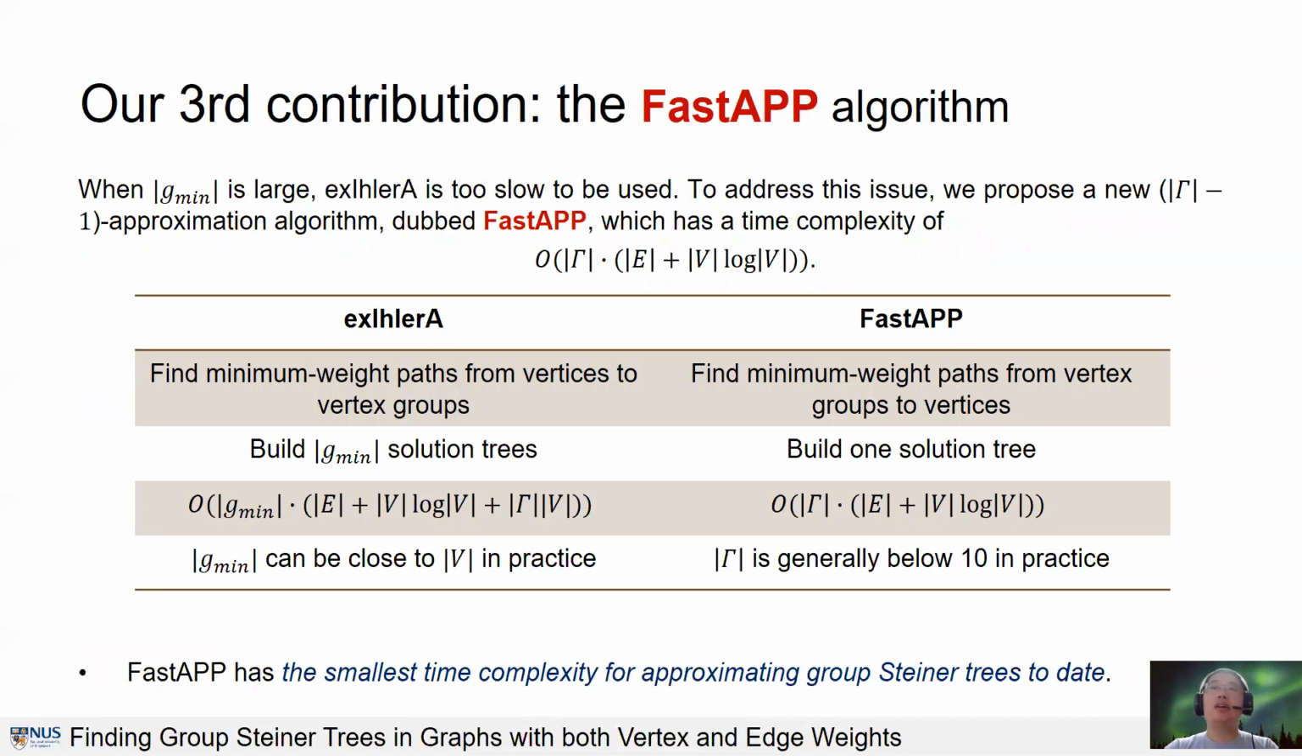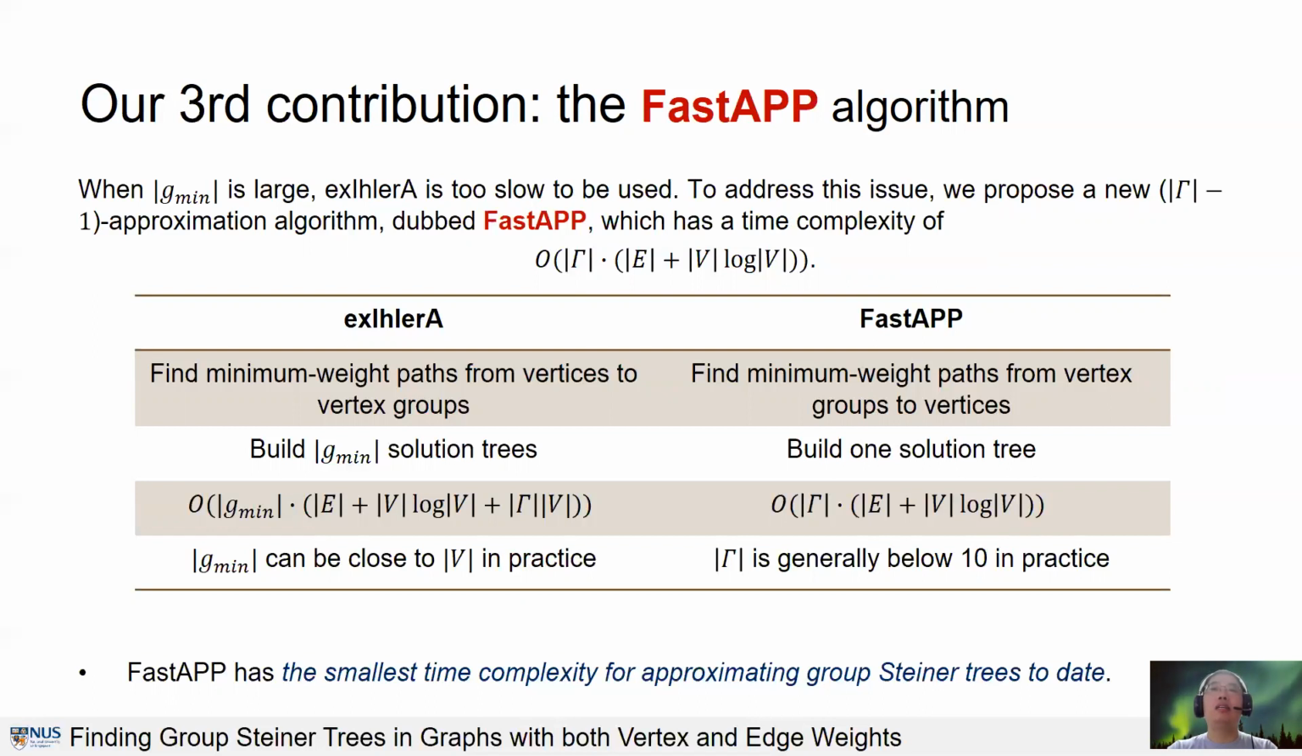To address this issue, we propose a new Γ-1 approximation algorithm, dubbed FastApp. The differences between X-ELA and FastApp are as follows. In X-ELA, we find minimum weight paths from vertices to vertex groups, while in FastApp, we find minimum weight paths from vertex groups to vertices. Moreover, in X-ELA, we build g_min solution trees, while in FastApp, we only build one solution tree.